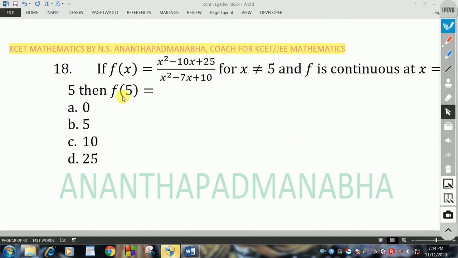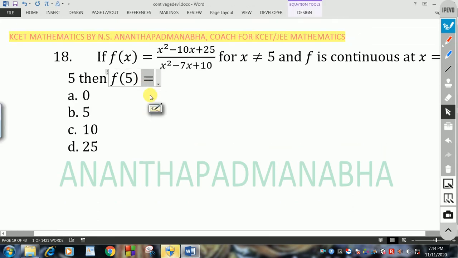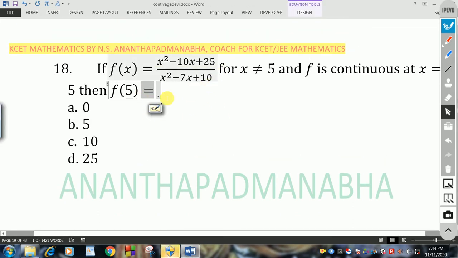Now I have another question. If f of x is equal to (x square minus 10x plus 25) by (x square minus 7x plus 10) for x not equal to 5, and f is continuous at x equals 5, then what is the value of f of 5? So f of x is continuous at x equals 5. The value of this function for x not equal to 5 is this one, and it is given that it is continuous at x equals 5.